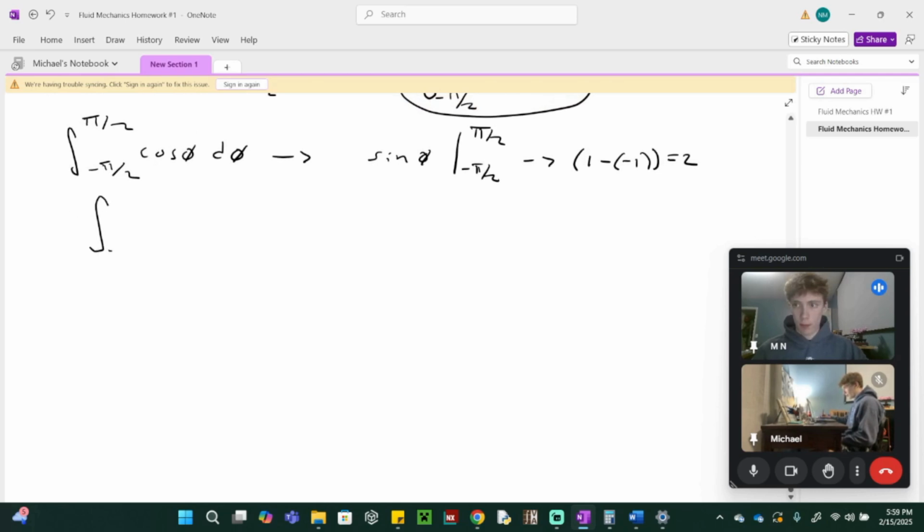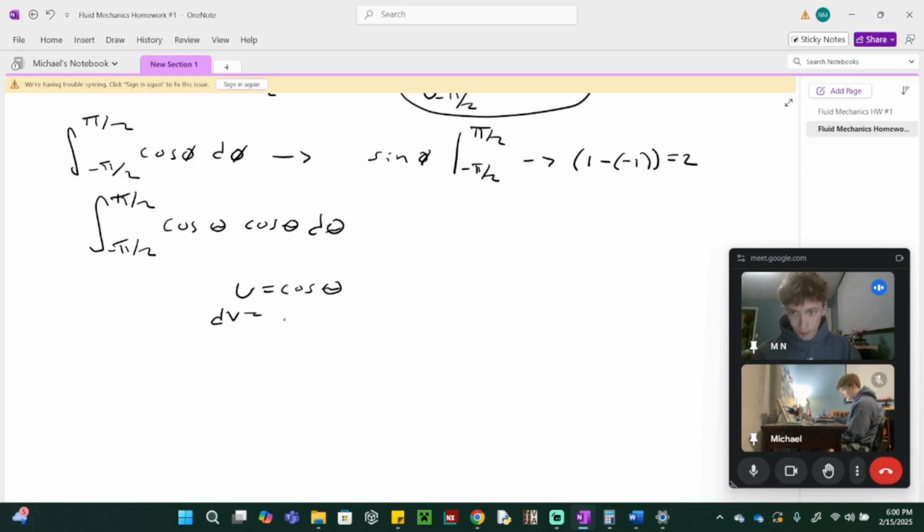From negative pi over 2 to pi over 2 of cosine theta times cosine theta d theta. So the way we're going to do this is we're going to use integration by parts. So we need to choose our u, v, dv, and du. For u, I'm going to choose cosine theta. For dv, I'm going to choose cosine theta d theta.